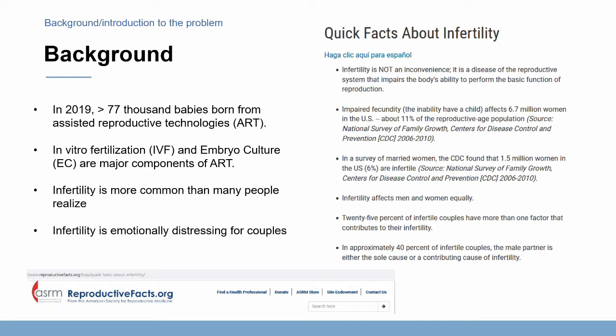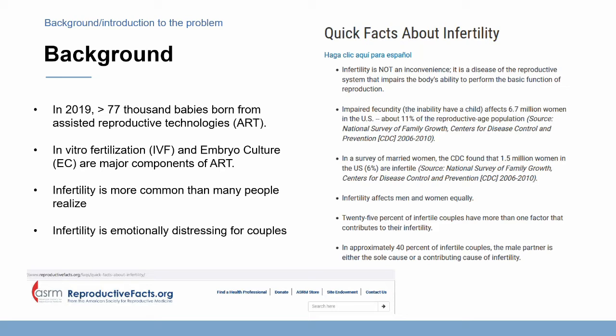So to start with, I'd like to briefly talk about infertility. This is a topic that most people are not very familiar with unless it directly affects you. And it, in fact, indirectly affects quite a lot of people. It's estimated that about 15% of couples face infertility of some level. Some facts on the right here I took off of the reproductivefacts.org homepage. It affects about 6.7 million women in the United States annually. That's about 11% of the reproductive age population. And it doesn't only affect women, which is probably a bias that many of us in society have had over the years. It affects men equally as it does women. In about 40% of infertile couples, the male partner is either the sole cause or a contributing cause of infertility. So it's really a problem for both genders.